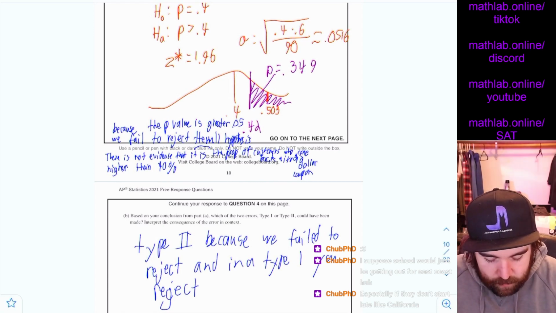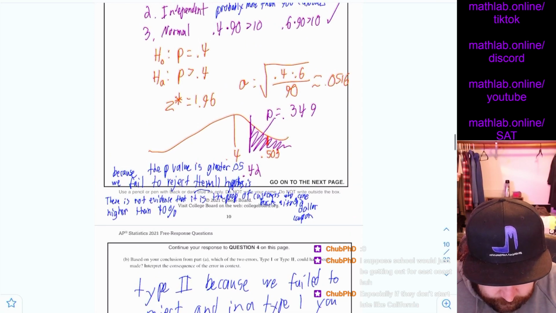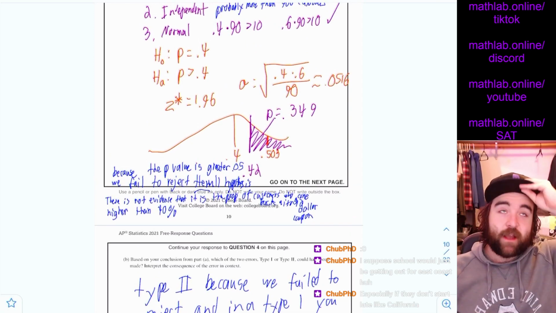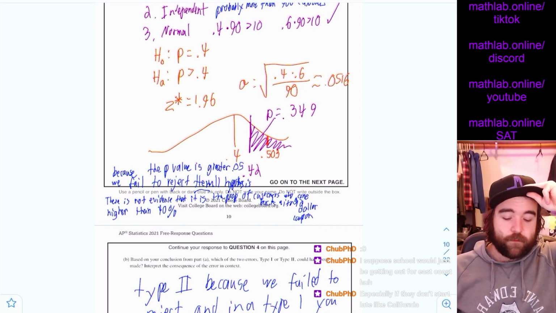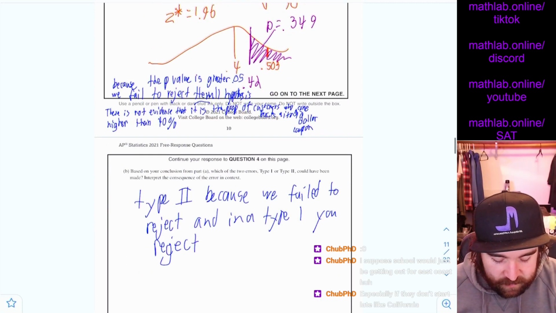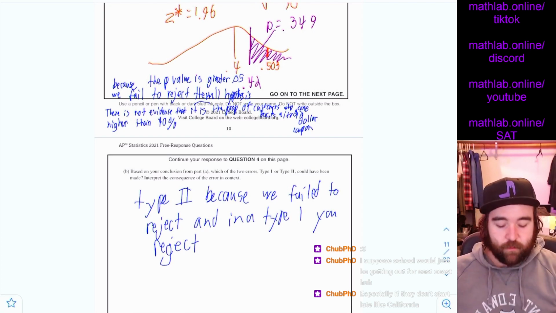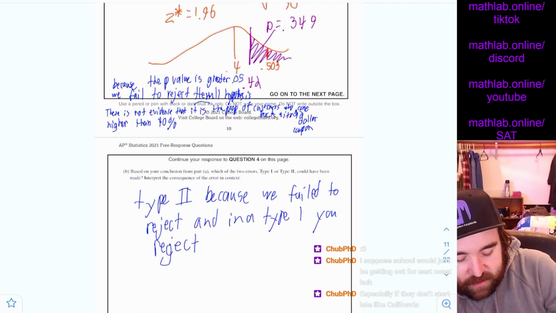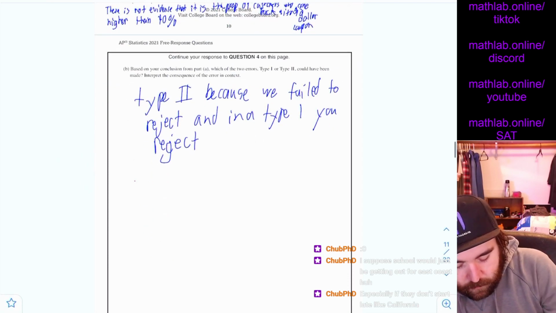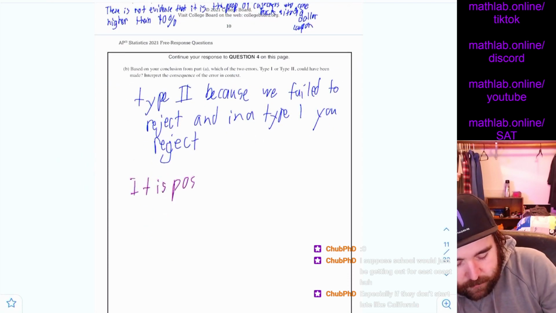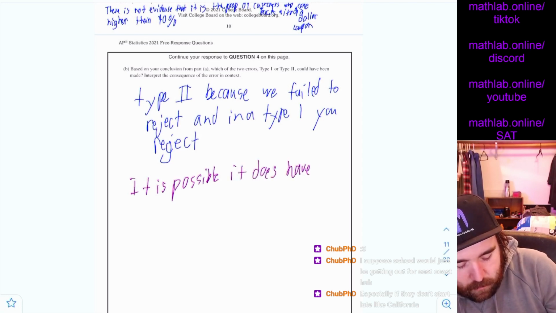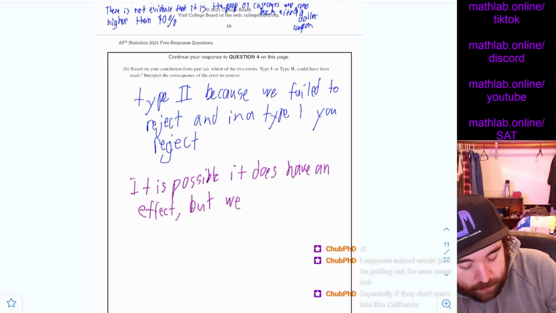So in this case, we're saying that there's no news, but maybe there is news. So in that case, it's a type 2 error. We're saying there's no wolf, but maybe there is a wolf. So it's a type 2 because we failed to reject the null hypothesis, and in a type 1, you reject the null hypothesis. So in this case, it is possible it does have an effect, but we don't see that it does.